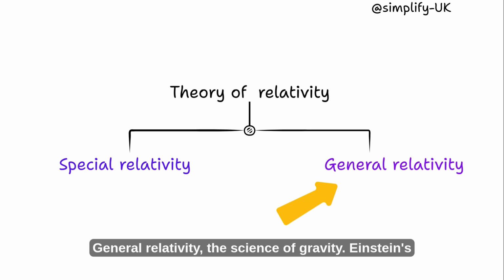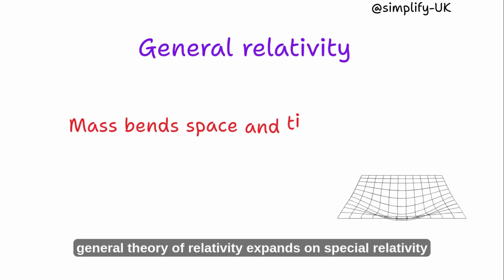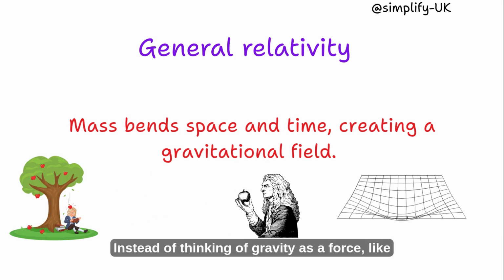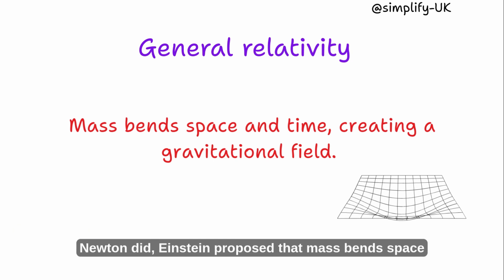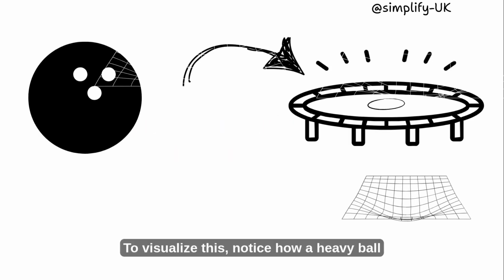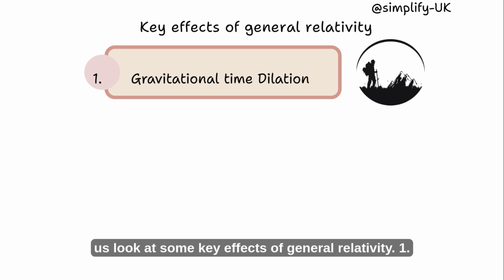2. General relativity, the science of gravity. Einstein's general theory of relativity expands on special relativity by explaining how gravity affects space and time. Instead of thinking of gravity as a force, like Newton did, Einstein proposed that mass bends space and time, creating a gravitational field. To visualize this, notice how a heavy ball placed on a trampoline creates a dip. Let us look at some key effects of general relativity.